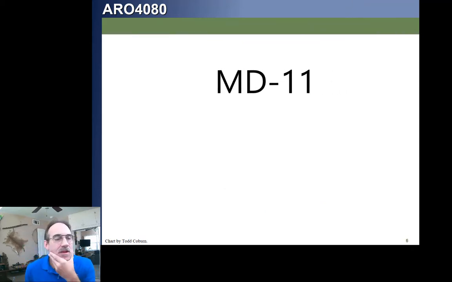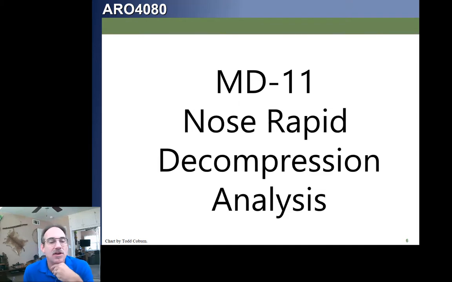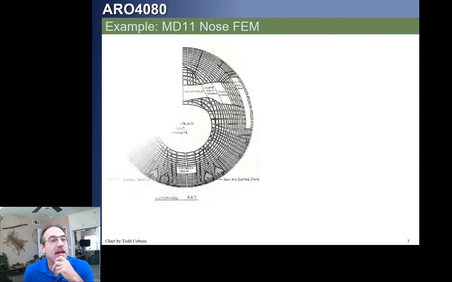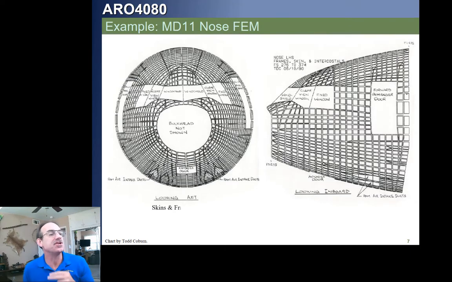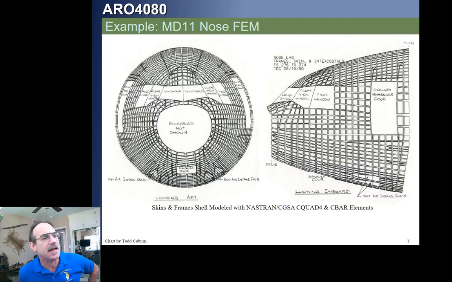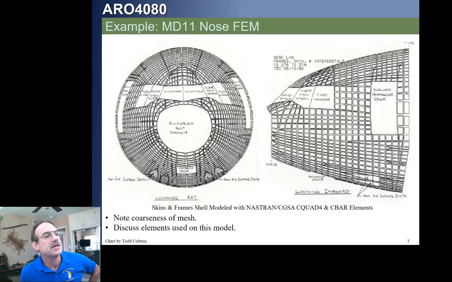This is a finite element model of the nose of an MD-11 that I created in the early 90s when I was a young buck. About your age or just a fraction older. Maybe I was around 26 or 28 at that time. And all of these are quad elements. We have bar elements for the frames and bar elements for the intercostals, tying these together with some other little details.